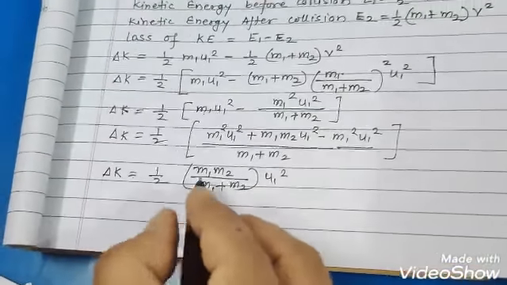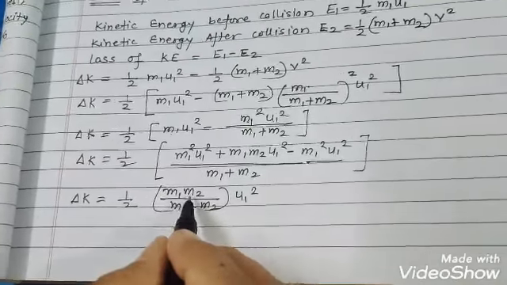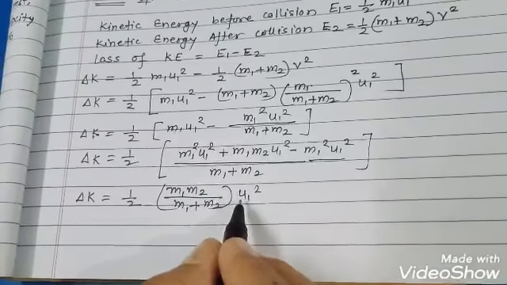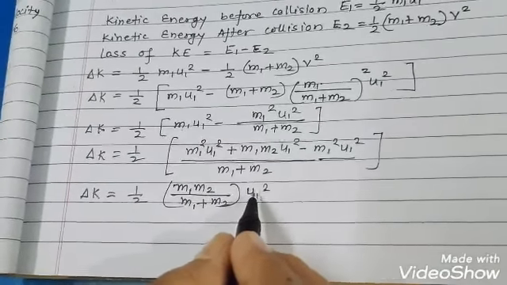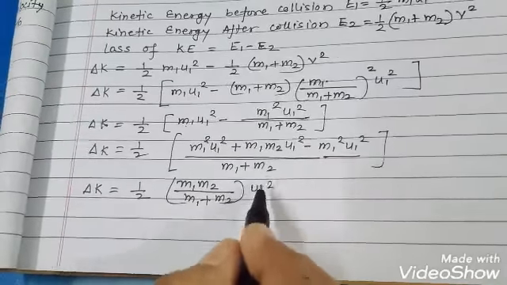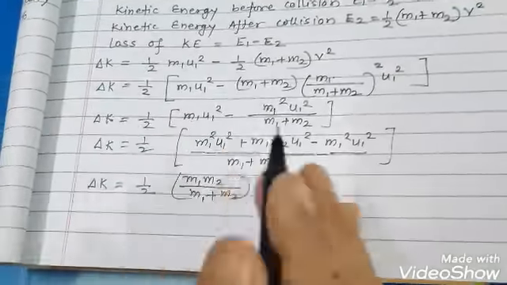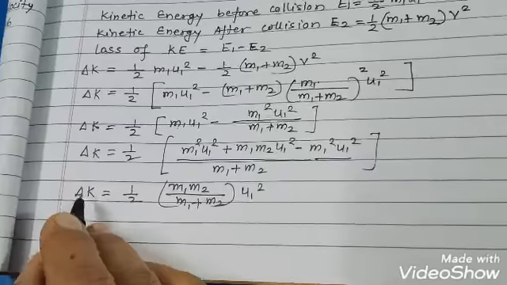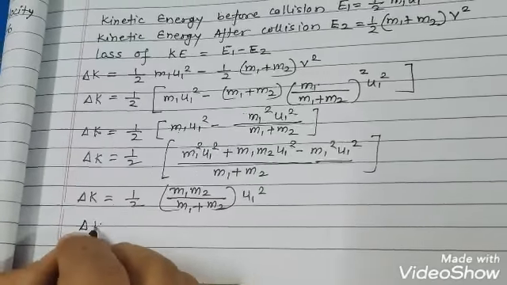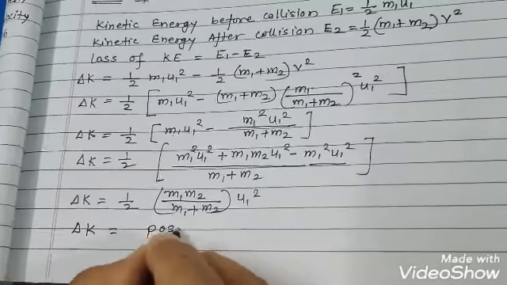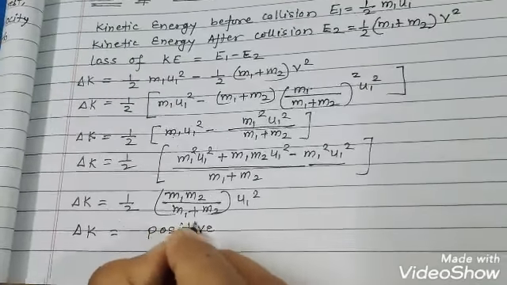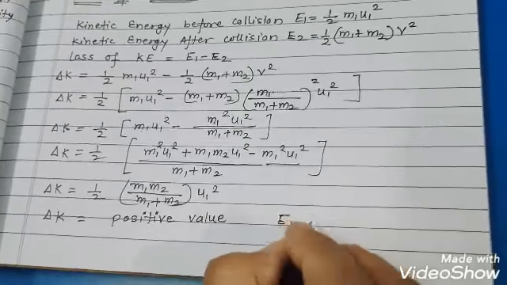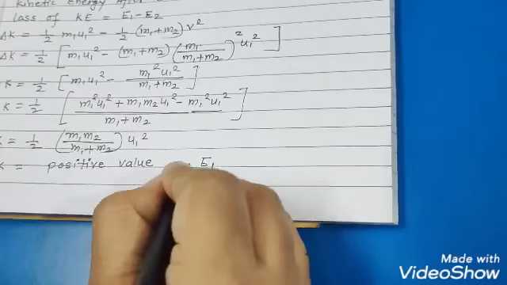So what you will find here, this quantity, m1 and m2 are positive, so this quantity will be positive. If u1 is negative, then also the squaring of the negative will become positive. So the value at the right hand side will be positive. Obviously the value at the left hand side also will be positive. That means simply we can say Del K is a positive value, that means E1 minus E2 will be a positive value.